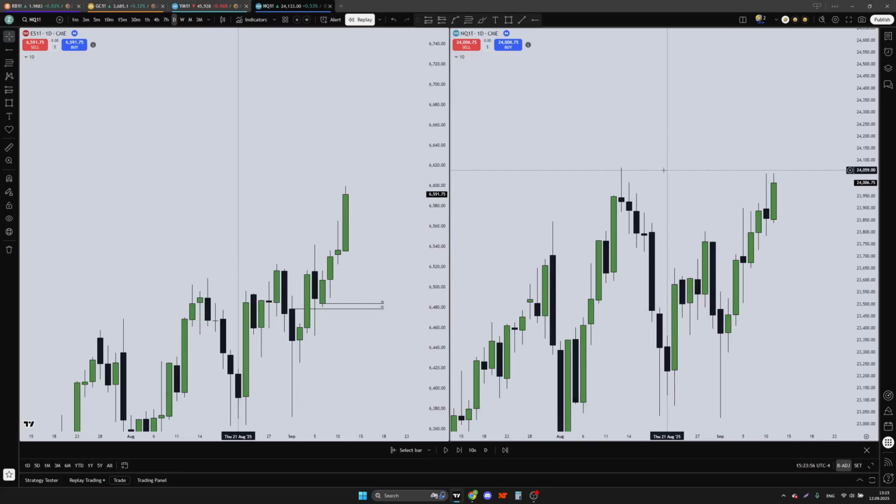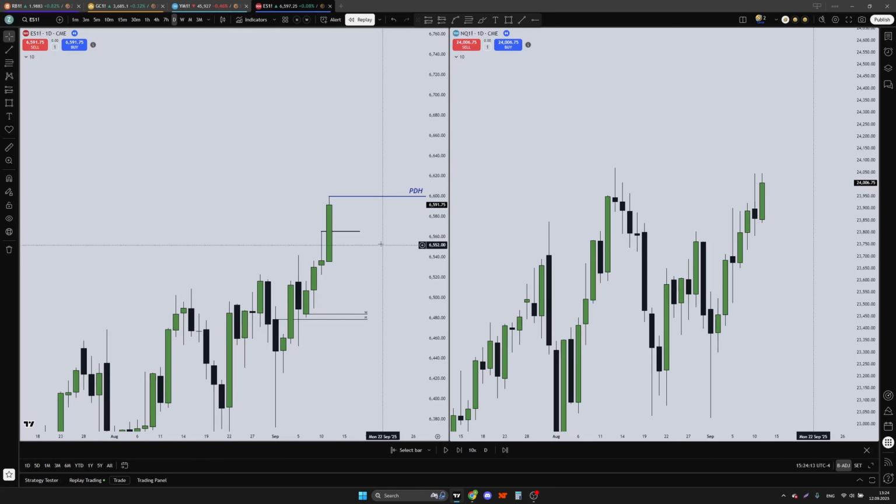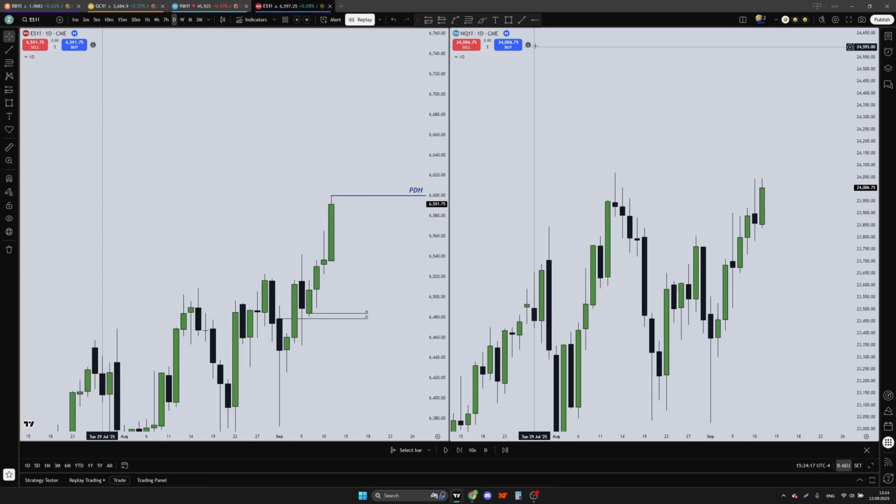Okay, so I established my draw on liquidity from the daily chart, right? On the ES, we have this previous daily high or all-time highs, right? Because we are closing through the previous day high super strong. So to continue trading with the structure higher, I don't want to fade the order flow. The main draw, we look at the previous day high.